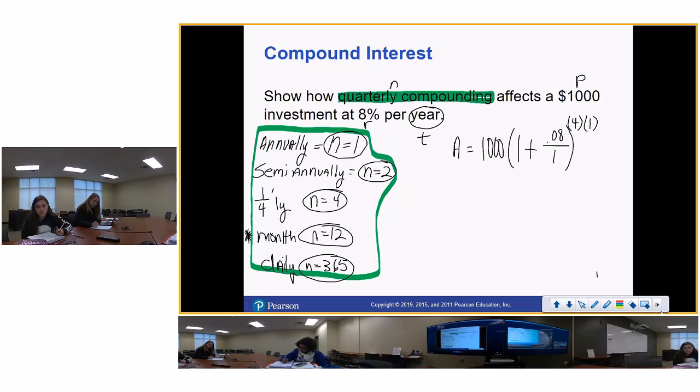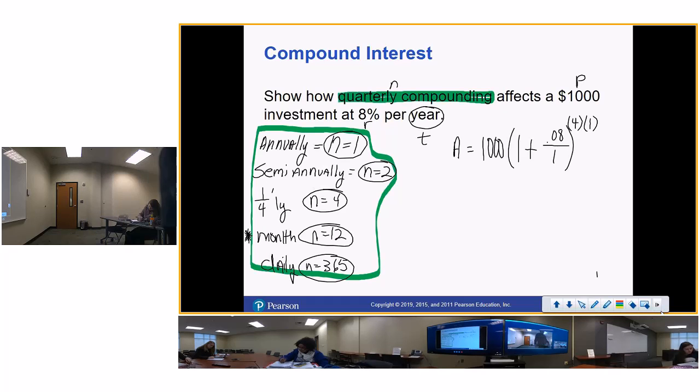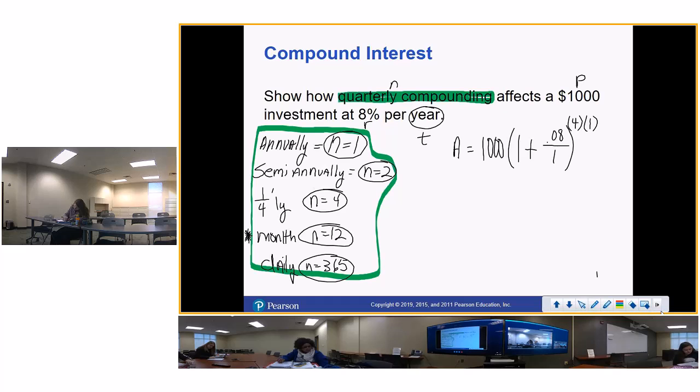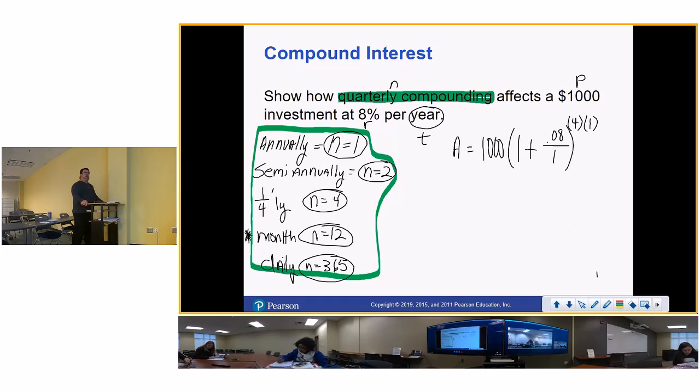Now get your handy dandy calculator out, because there's only one way to do this problem, and it's on a calculator. And I'll show you how to do it. Now you've got to learn how to do it, because if you don't, you're going to suck at it. So let me go to the handy dandy calculator.